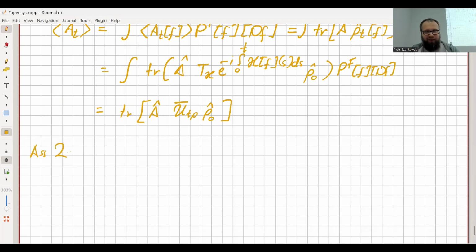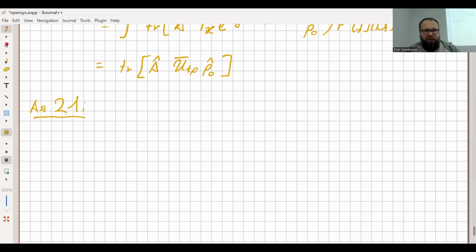So assignment 21. Okay, so first, let us show that U bar preserves trace. So we want to calculate trace of rho of t, and we want it to be the same as trace of the initial density matrix, which is 1, right?